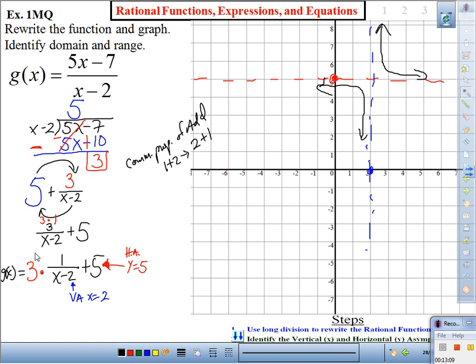Now, who notices that we have a 3 multiplying the whole thing? Yeah, what does that do to the function? It either gets it closer to the corner or away from the corner. That's all it does, according to the points.